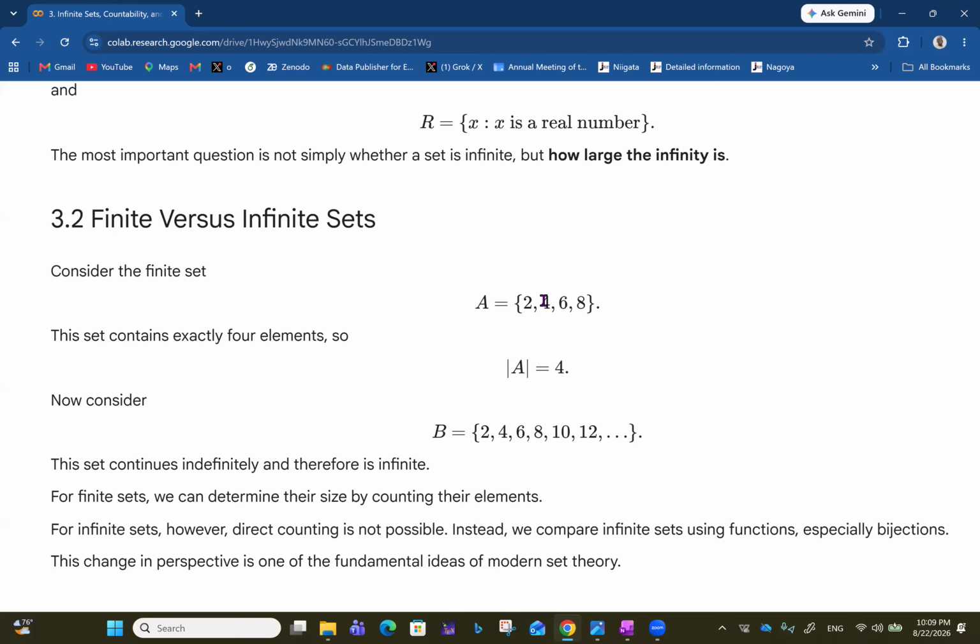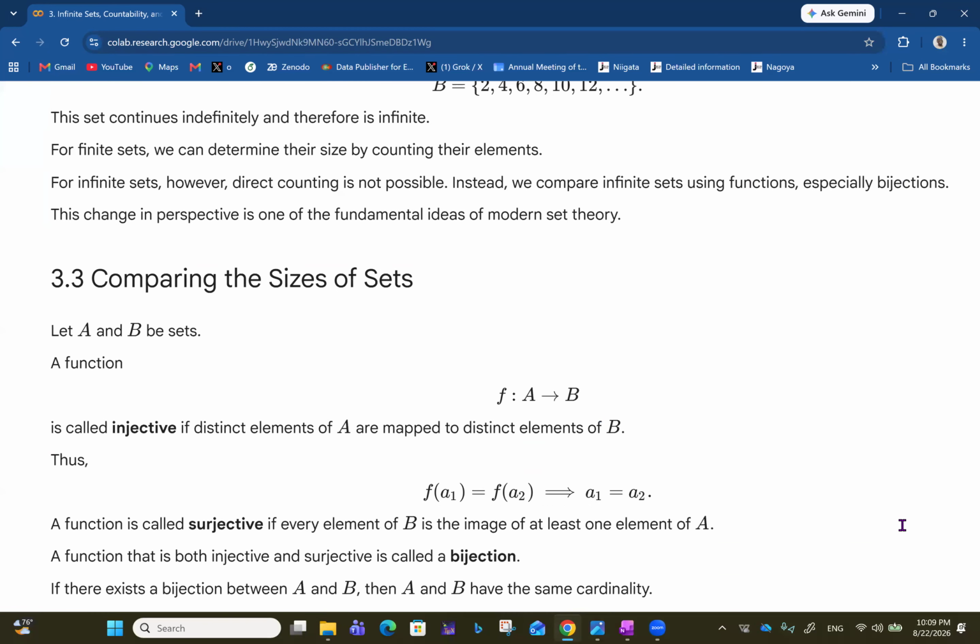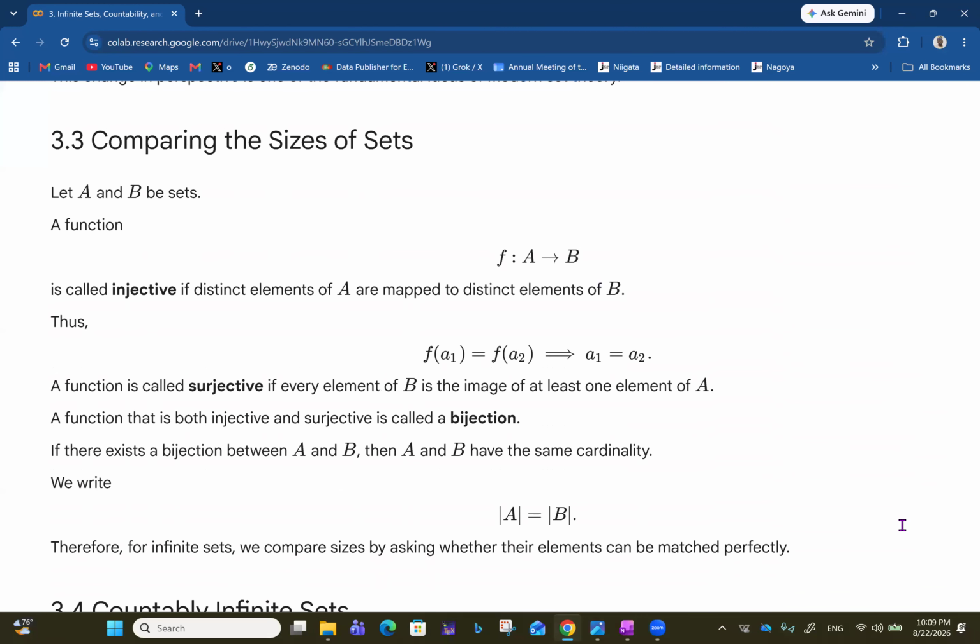For finite sets like this, we can determine their size by counting their elements, just like we counted 4 here. For an infinite set, however, direct counting is not possible. Instead, we compare infinite sets using functions, especially bijections. This change in perspective is one of the fundamental ideas of modern set theory. Though we cannot count the elements of an infinite set individually, we can use bijections to understand their size. Then we go on to talk about comparing the sizes of sets.